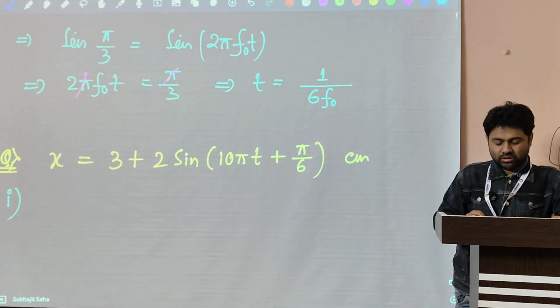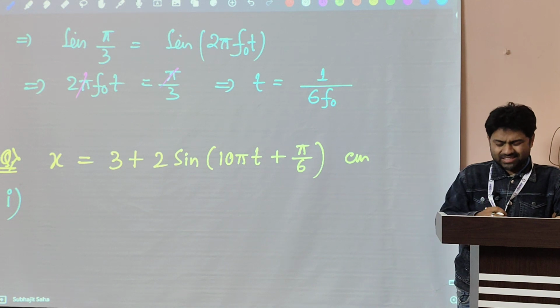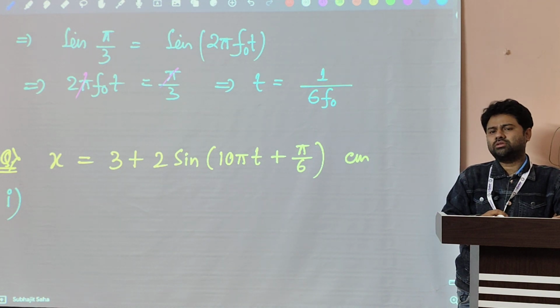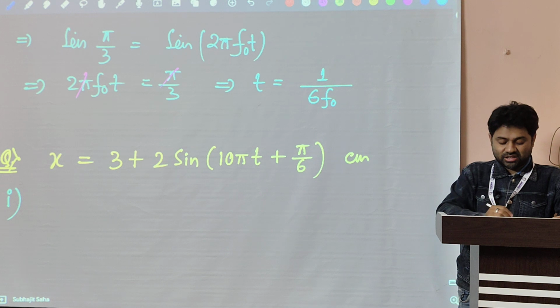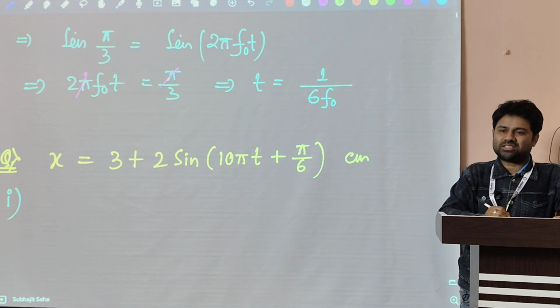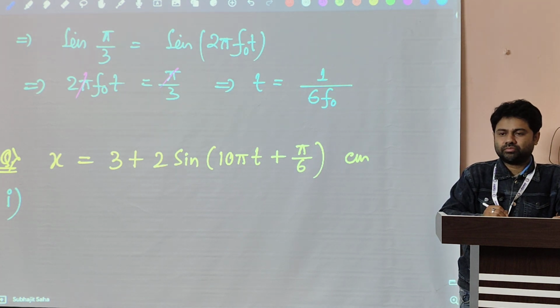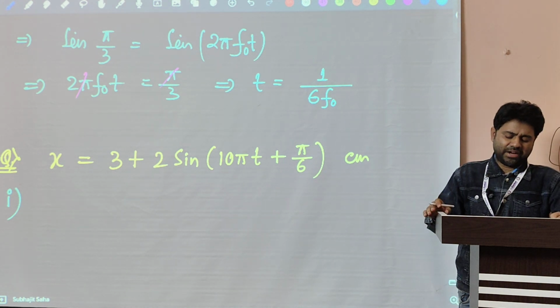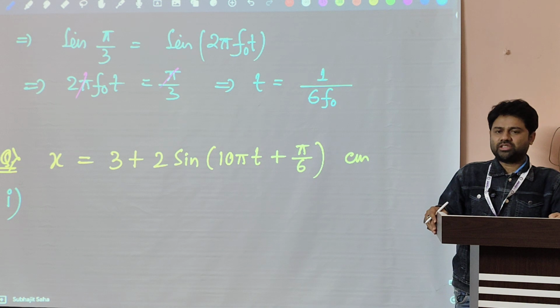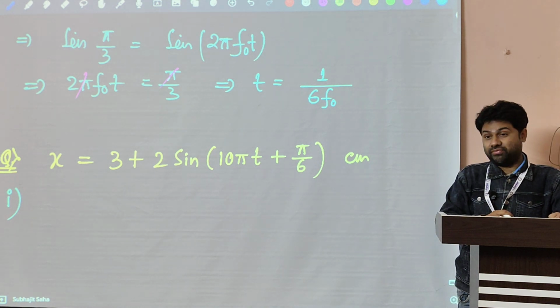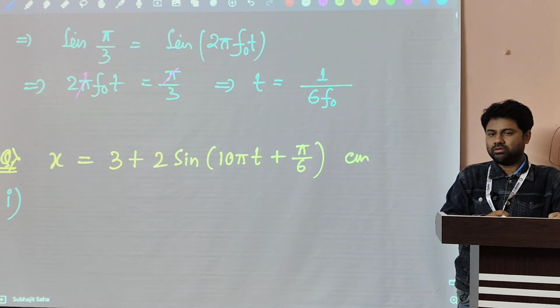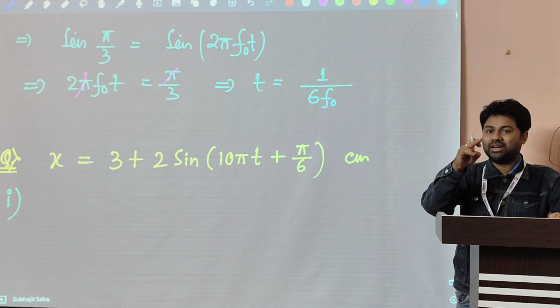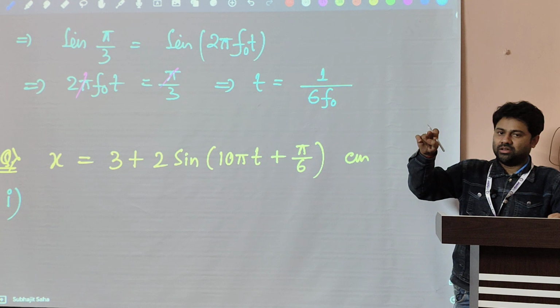Suppose this is given. Now you can first argue: is it simple harmonic motion? Because there is something added, 3 plus something is given. Of course, x equals 3 plus 2 sine(10 pi t plus pi by 6). It's a simple harmonic motion, because if you take the velocity dx/dt, or the acceleration, the 3 term goes. So finally you will get an acceleration proportional to minus x.